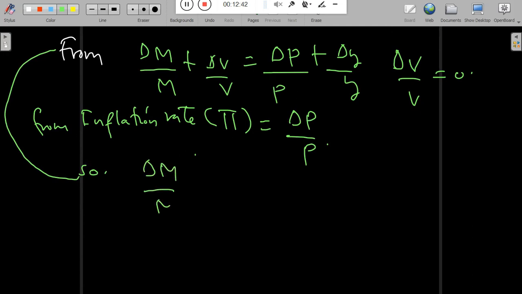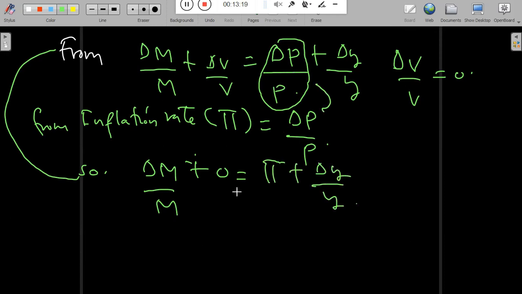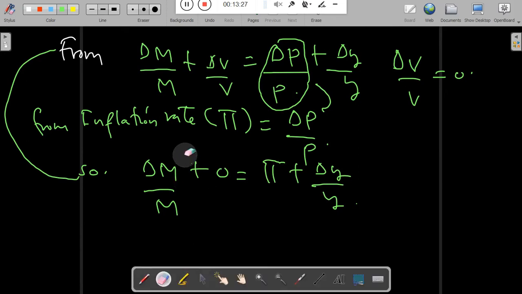Since the inflation rate is given by the change of price over P, our equation will become the change of money over M plus the change of velocity. The velocity is 0 because it is kept constant. Then instead of plugging in the change of P over P, we plug in inflation, which represents the effect of changes of price. Then we add the change of output level in the economy.